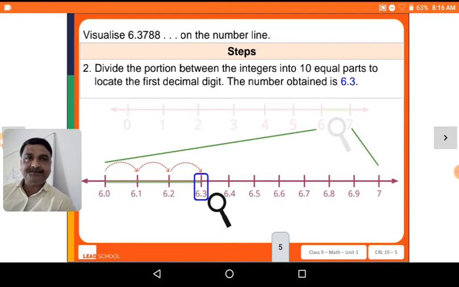In the second step, divide the portion between the integers into 10 equal parts to locate the first decimal digit. That means between 6 and 7 we make 10 parts. So the first digit starts with 6.1, 6.2, 6.3, 6.4, and so on. After dividing into 10 equal parts, we represent them with numbers: 6.1, 6.2, going up to 6.9, and at the last comes 7. So in the second step we divided 6 and 7 into 10 parts and named them from 6.1 to 6.9.